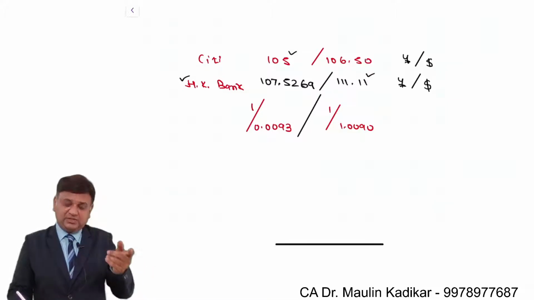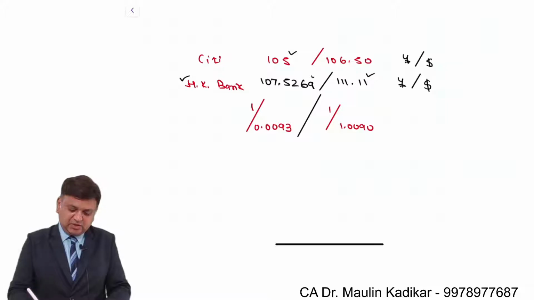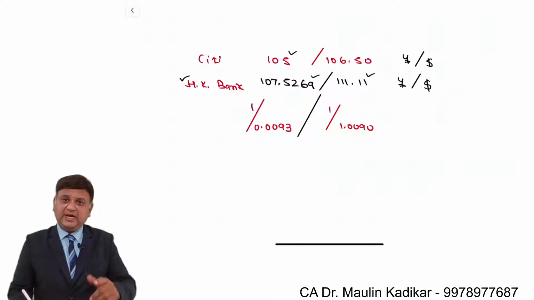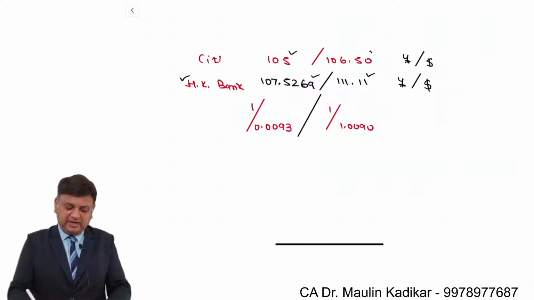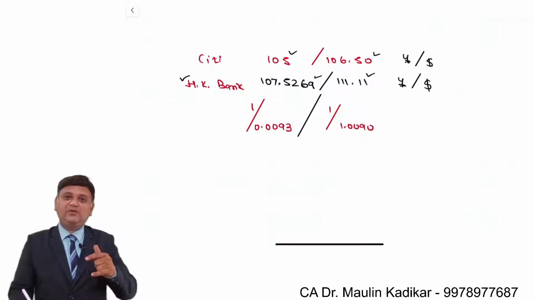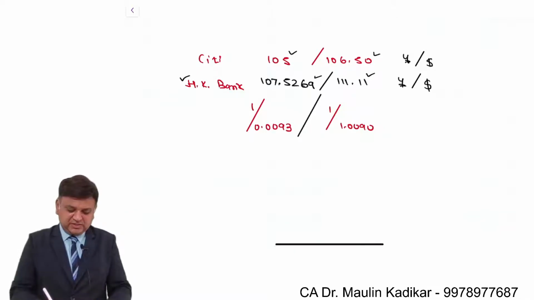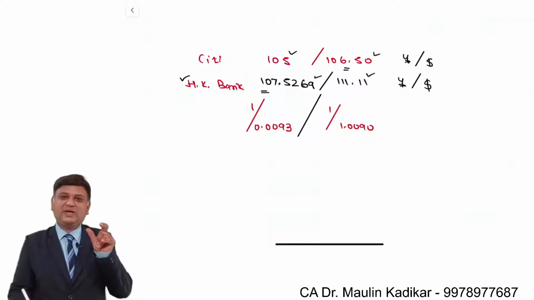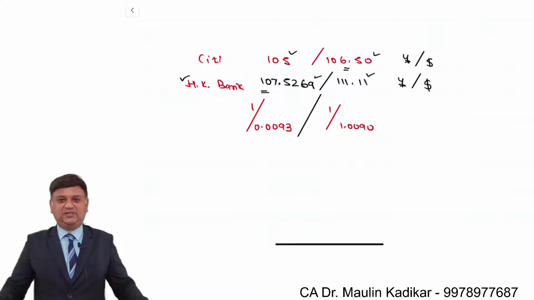Let us see the reverse. If you purchase dollar from Citi Bank and you sell it in the Hong Kong Bank, it will give you a profit. Why? Because this rate is exceeding this rate. That is the way you are required to make a comparison, and that is the reason the arbitrage is existing.